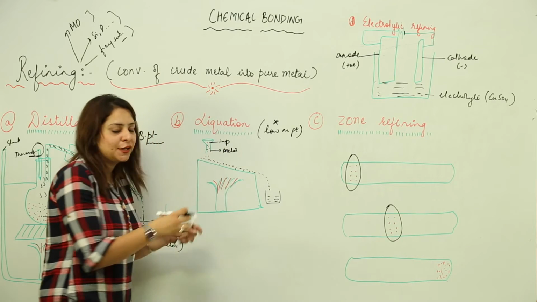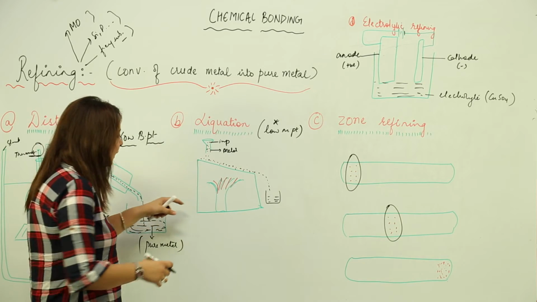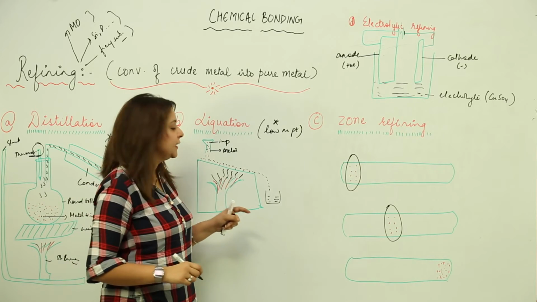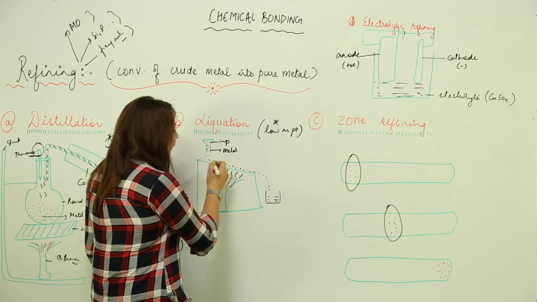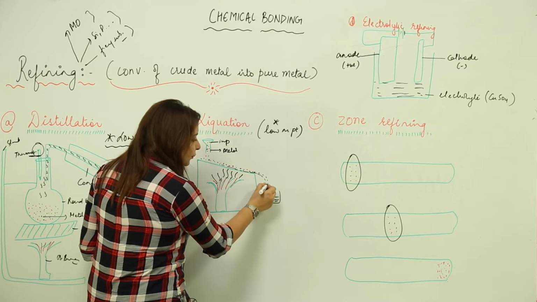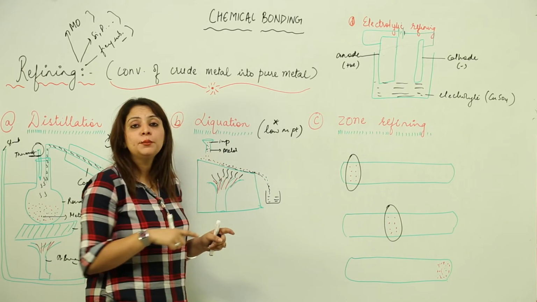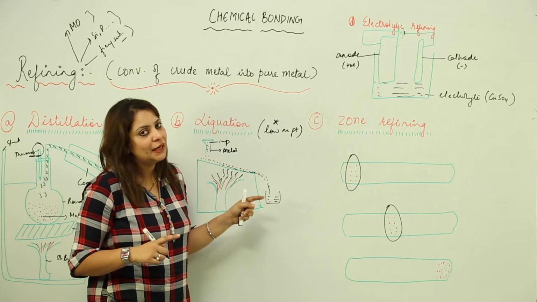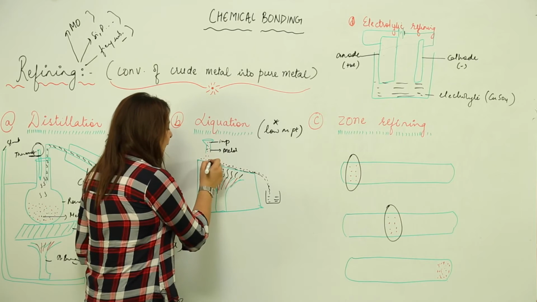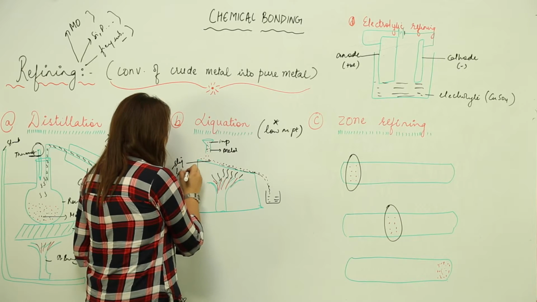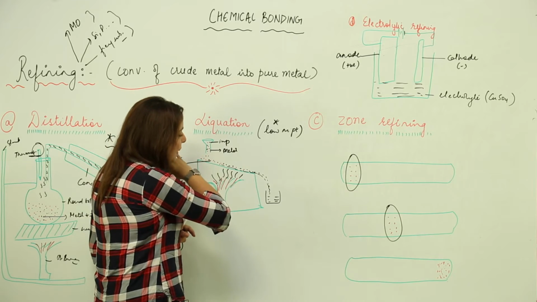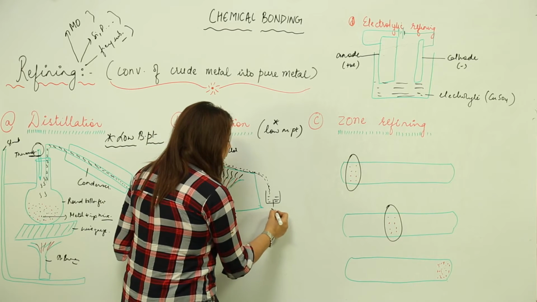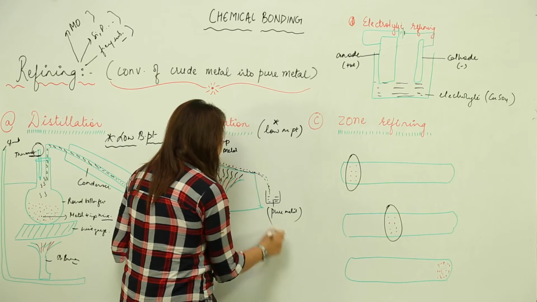So I am going to pour this mixture over this slope, as you can see, and we are constantly heating this metal. As the metal possesses a low melting point, it will just melt out and start flowing into the beaker. But as the impurity has a higher melting point compared to the metal, it will not melt at that temperature and will stay behind. The metal, this black one, will melt out and get collected in the beaker, and we can separate it. This is our pure metal as a result of liquation.